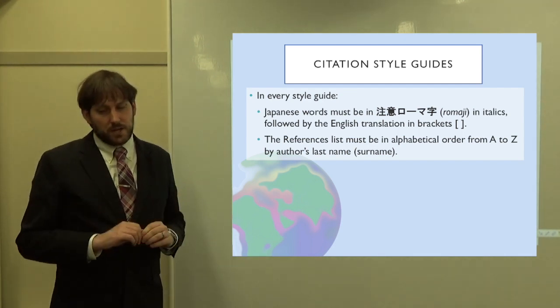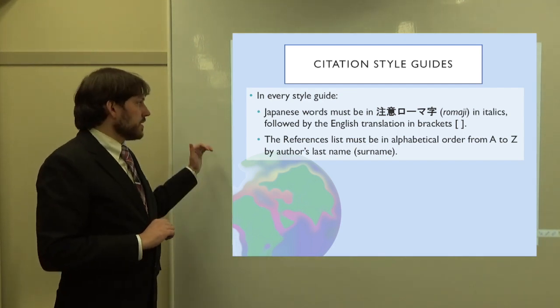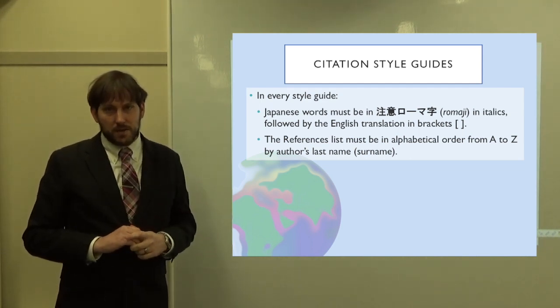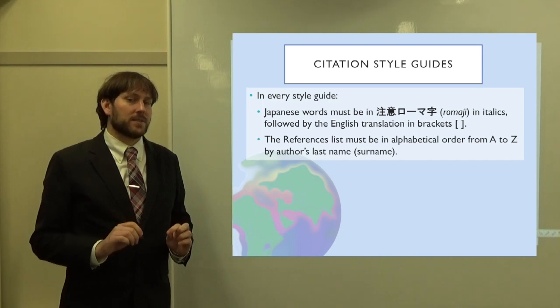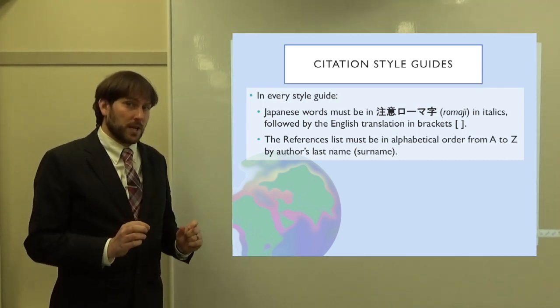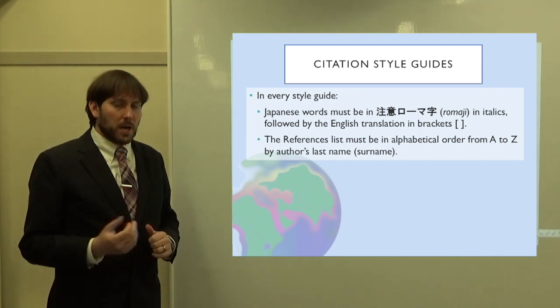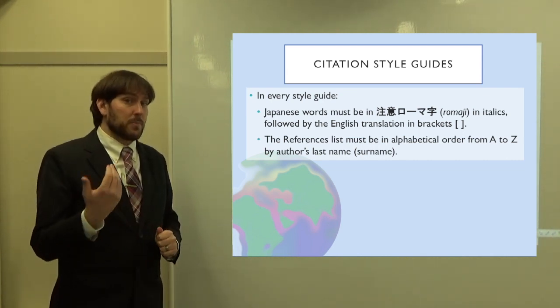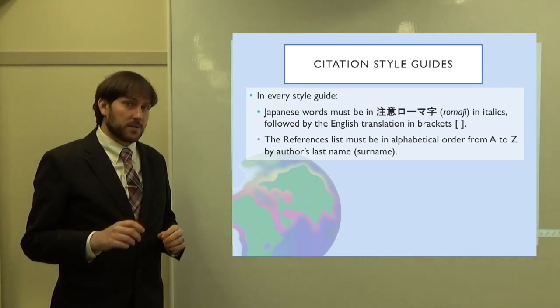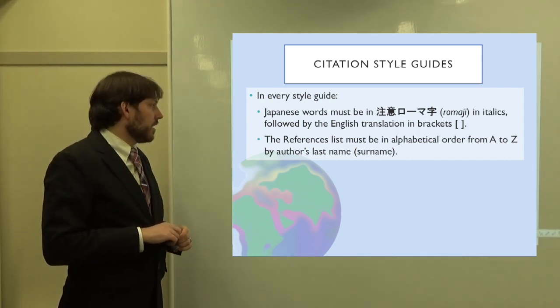In every single style guide, another thing that's true is the list must be in alphabetical order from A to Z by author's last name. By last name, I mean the surname or the family name, the myoji. So in my case, my surname is Komazinski, so I would be under K. My wife is also with K.